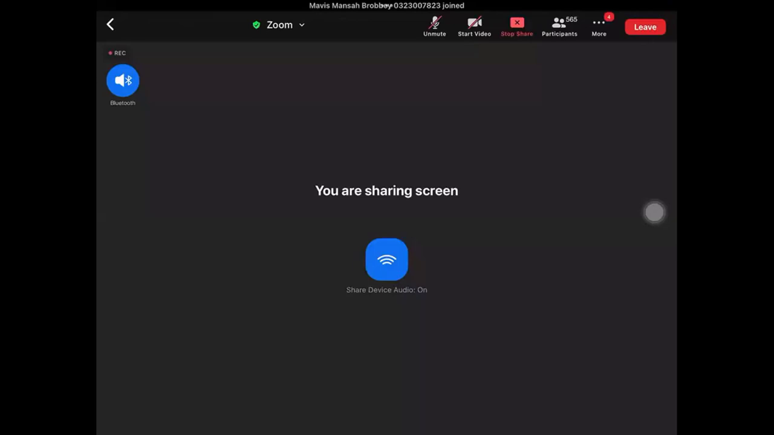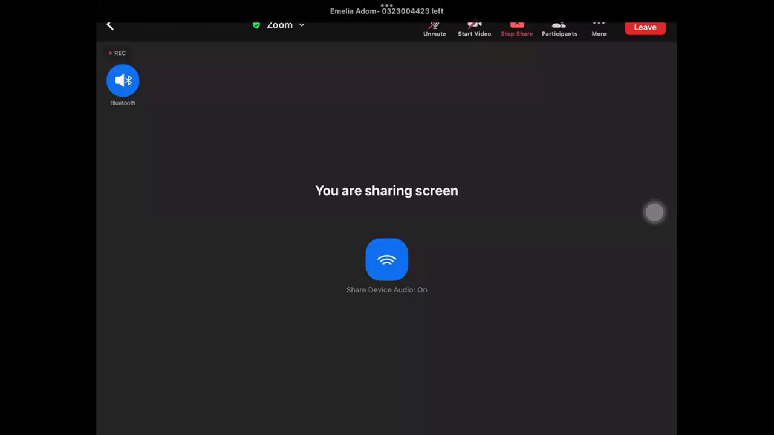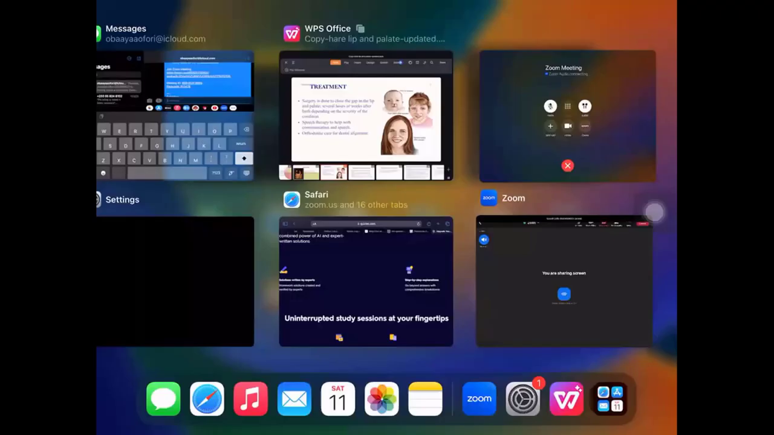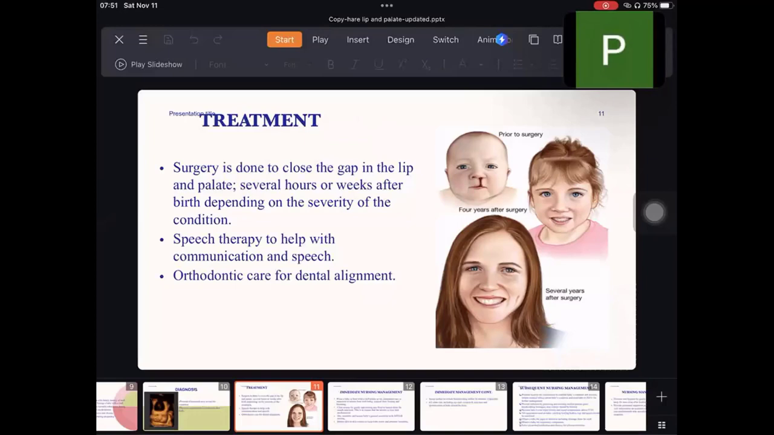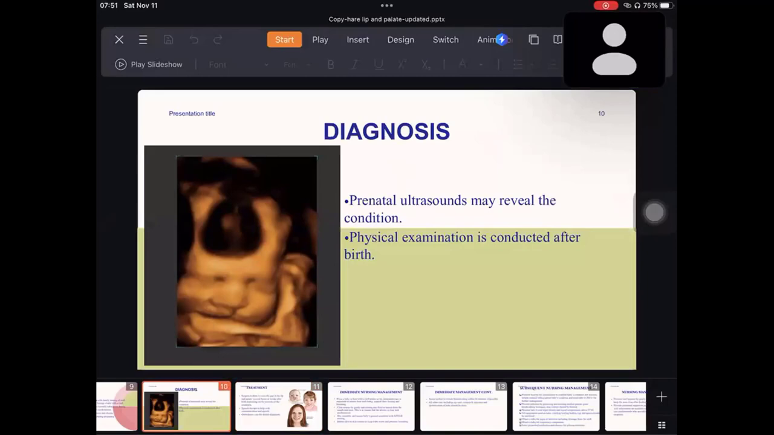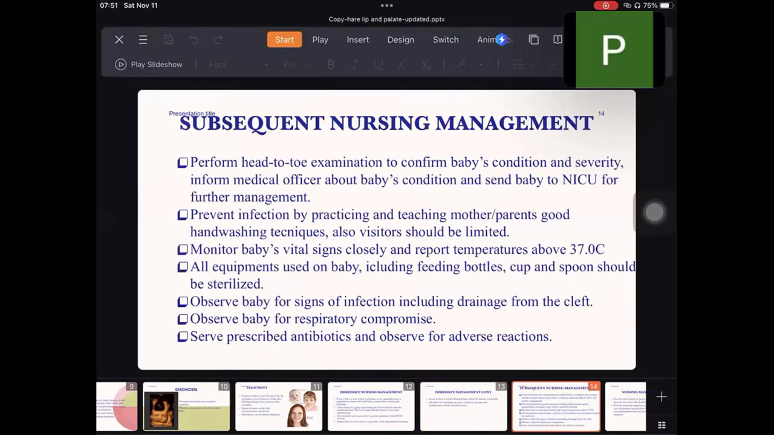Is 37.0 a normal temperature for you, or the slide that we presented? Because we said when you get to know that the baby's temperature is getting to 37.0. Hello, sister. So I think that they should say above 37. If the temperature is above 37, then I think we should look into that. Yes, he said monitor baby's vital signs closely and report them above 37.0 degrees. So the person is also arguing that 37 is normal.